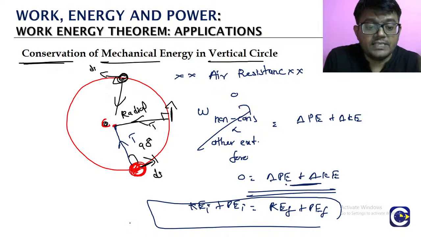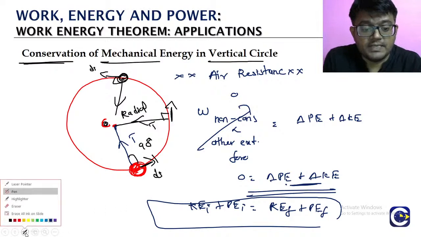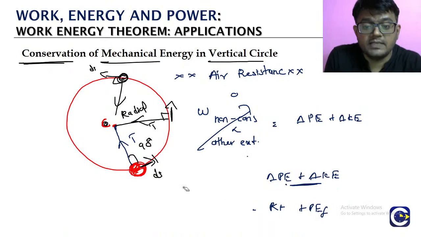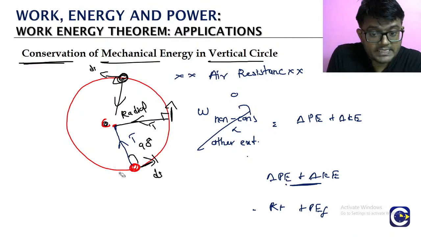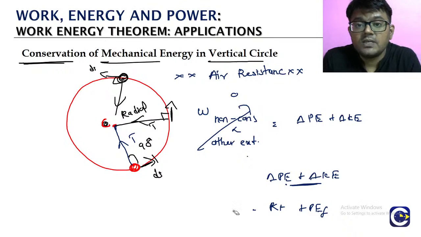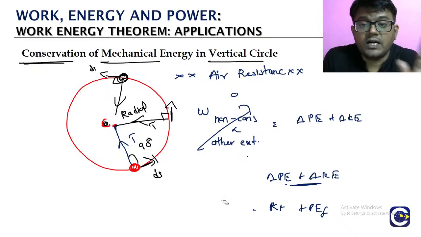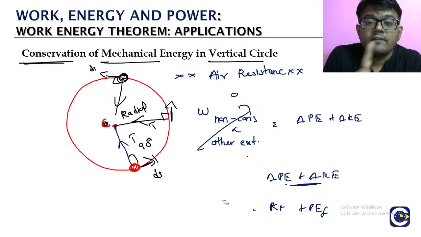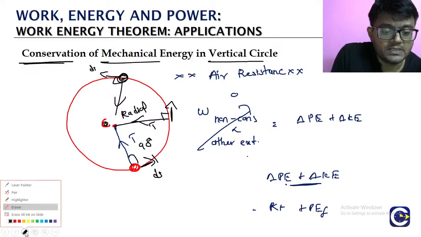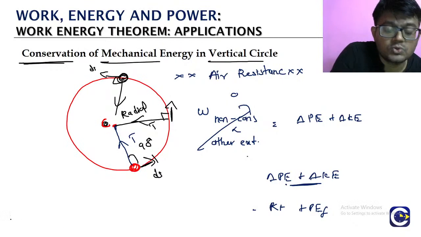So initial point does not mean that it has to always be a point at the bottom of the circle, because in most cases we will consider the point at the bottom of the circle as the initial point. But the conservation of mechanical energy can be used for any 2 points you choose. Like randomly you can choose 2 points on the circular path.